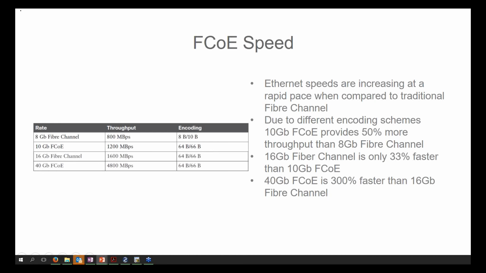So FCoE speed, with the Ethernet speeds increasing at the pace that they are, we're already looking at a fairly decent rollout of 100 gigabit Ethernet now. Compared to Fibre Channel, it's gotten a lot more adoption more quickly in terms of higher speeds.